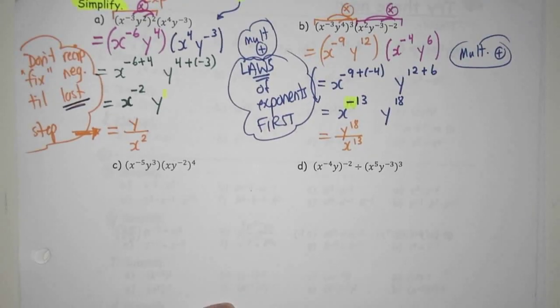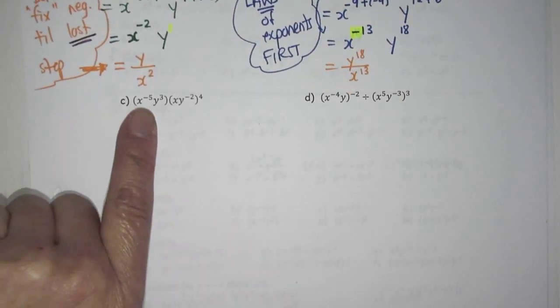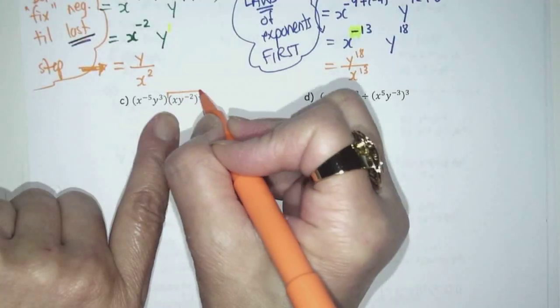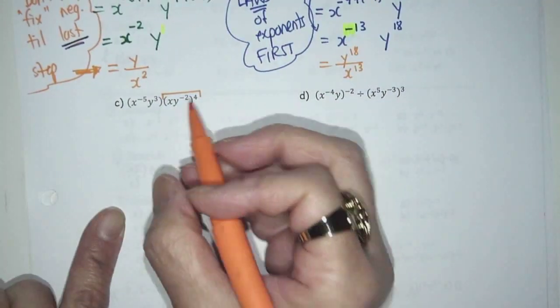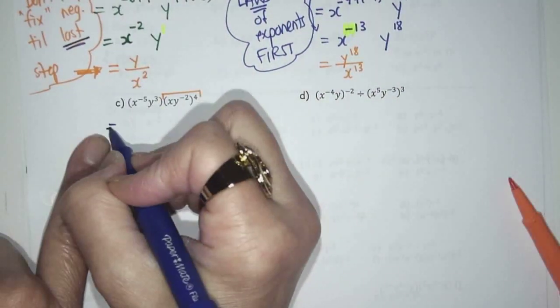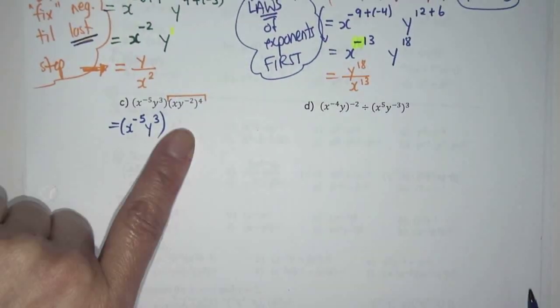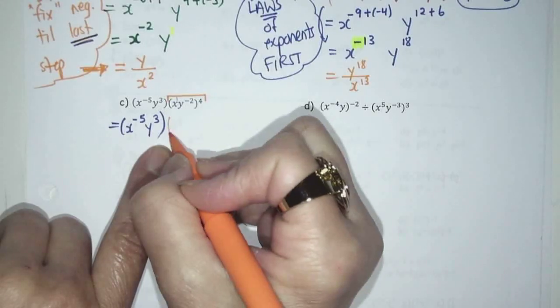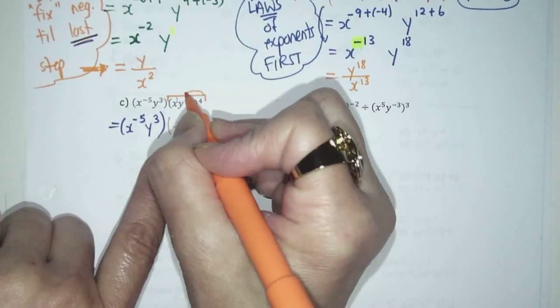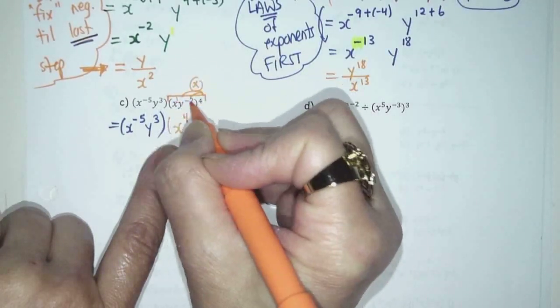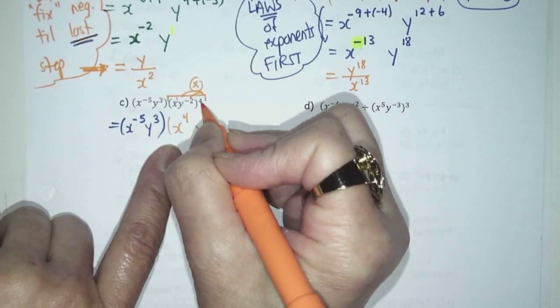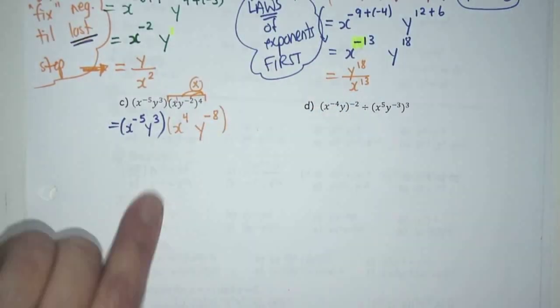Okay, try again. Here, what would we do first? I would only do the exponent first before multiplication. So I'm going to rewrite this guy here as is. And then this one here, invisible 1s, this will be x to the 4. 1, 2, we're multiplying, 1 times 4. Y to the negative 2 times 4 is negative 8.